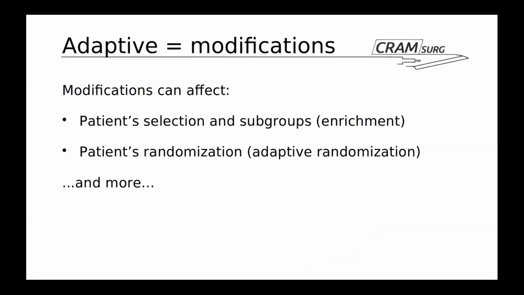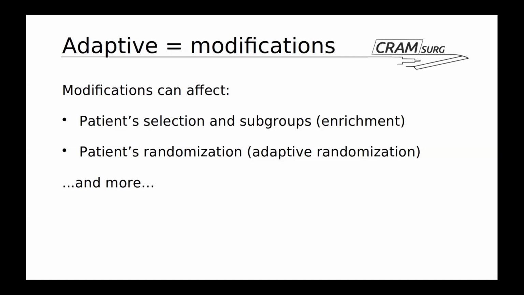We said that adaptive trials allow you to make modifications to the trial itself. Those modifications can affect a number of things. Today, we're going to focus on two, particularly patient selection and subgroups, and we're going to briefly touch on enrichment and patient randomization, and talk about adaptive randomization in the context of one breast surgery trial. There are many other examples out there, but these are the two that are most commonly used.